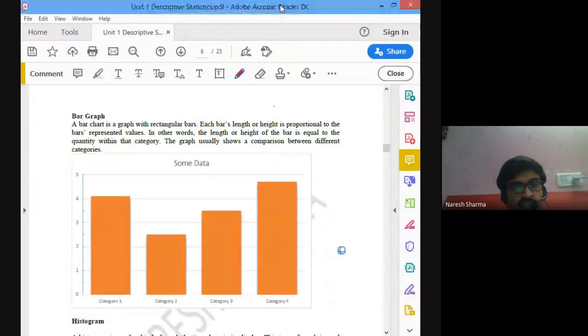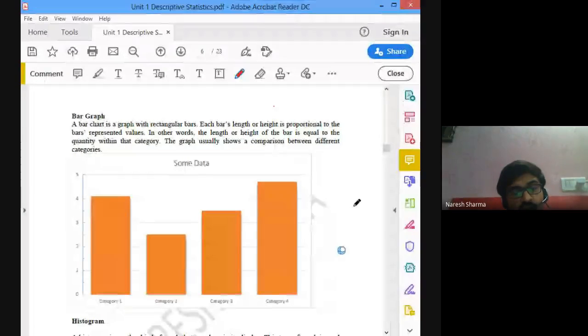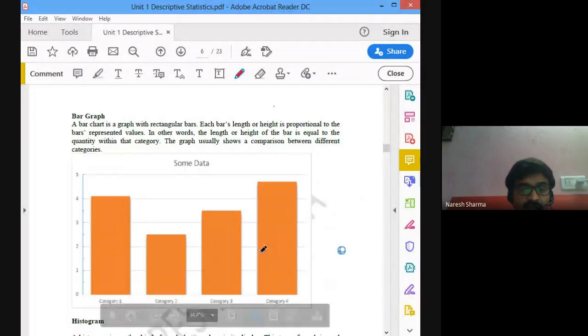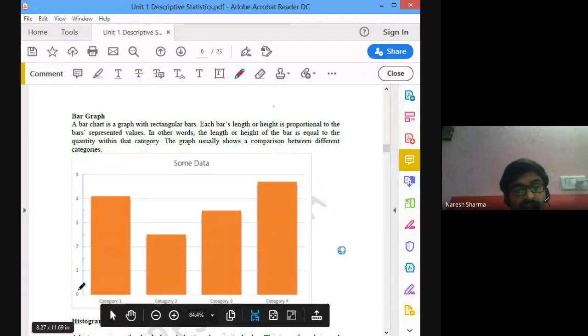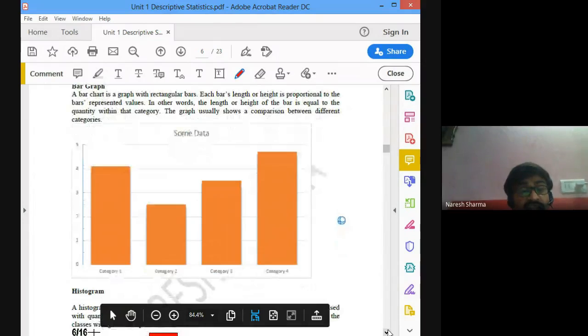So now I am discussing presenting data. First, to present the data, we can use the bar graph. This is a normal rectangular shape made of bars. We use it, for example, to study the COVID cases in different cities.